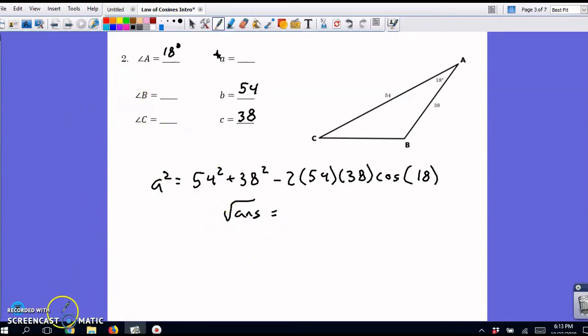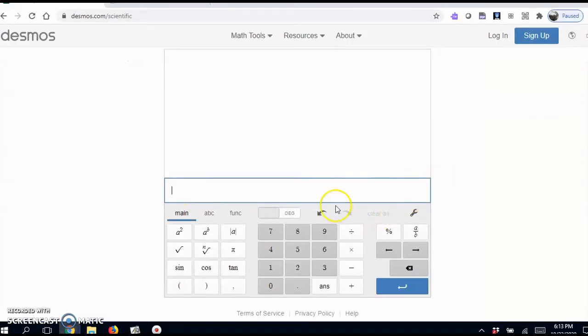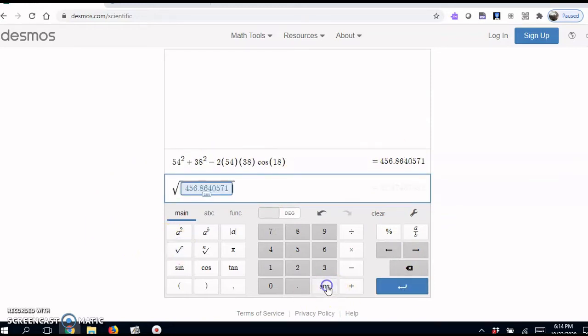Going to clear all that other stuff out. So that is 54 squared plus 38 squared. Oh, I missed minus 2, 54 in parentheses, start parentheses, 38 cosine of 18. So make sure you're putting the whole thing in. You don't want to split any of this up. Now these would be okay to do by themselves, but this is one big long multiplying thing, so it has to be all together. Enter that. There's your squared side, so I need the square root of that answer.